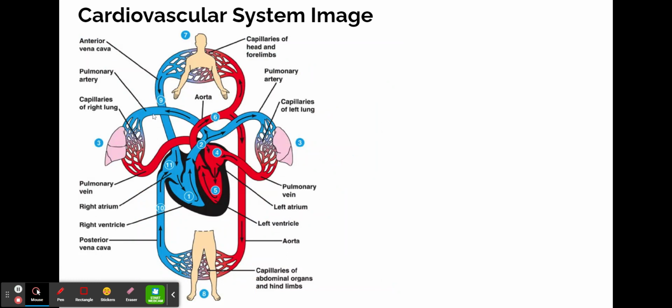Next, we have the cardiovascular system. The cardiovascular system, also known as the circulatory system, is responsible for the movement of oxygen, nutrients, hormones, and other vital substances throughout the body. It consists of your heart, the blood vessels, and obviously your blood.